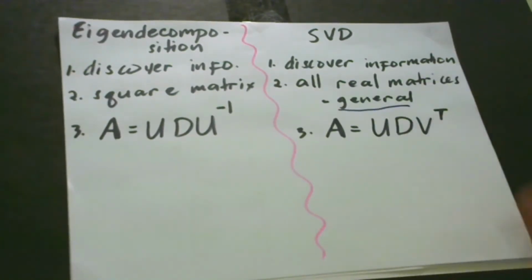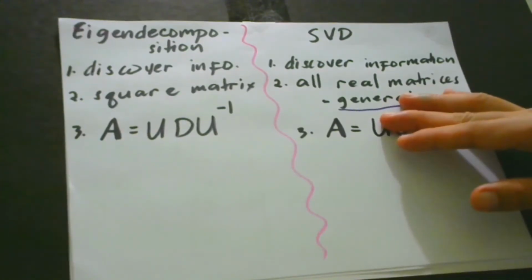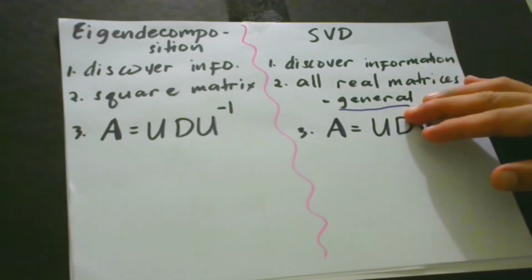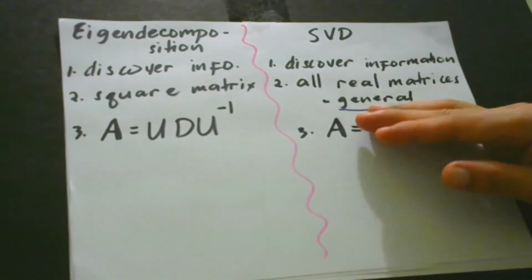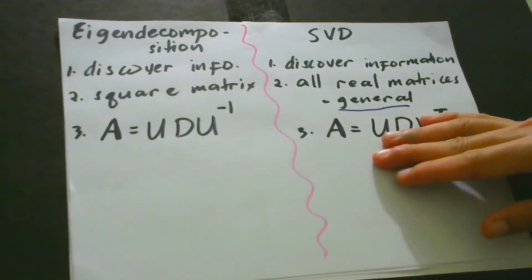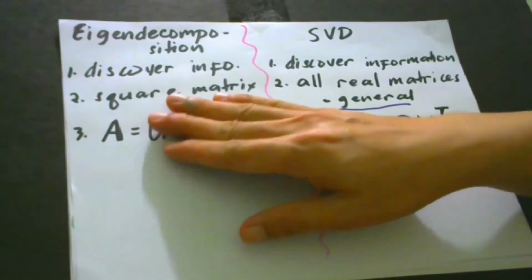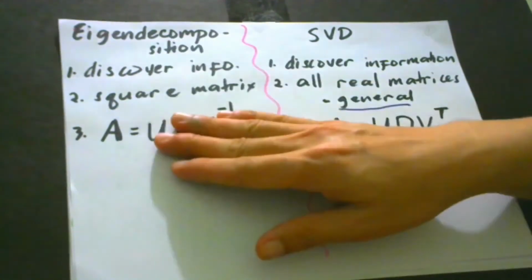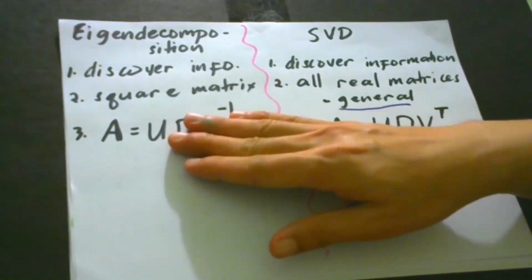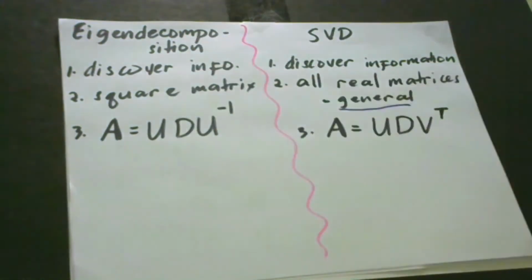So maybe you would ask me at this point, what makes this generally applicable? The fact is that all real matrices have SVD. Again, let me repeat that. All real matrices have SVD. In the case of eigendecomposition, it is not possible to apply this method in all situations, because the requirement is that the matrix must be a square matrix.